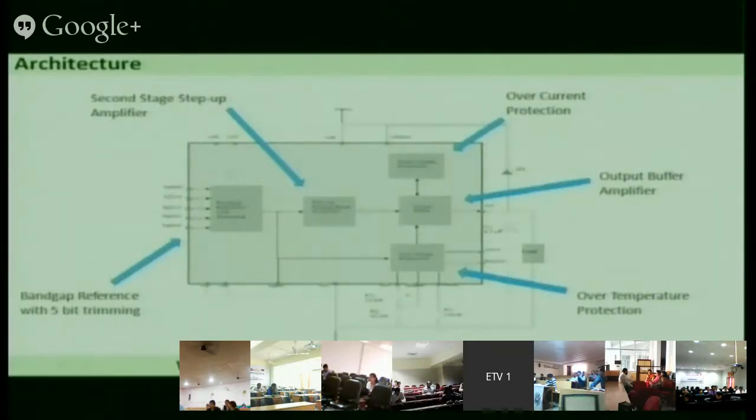What is the meaning of a band gap reference? This block generates a voltage of 1.1, close to 1 volt, which is a fixed voltage. Band gap voltage means it does not change with respect to temperature or anything, with respect to changes in load current, output current. It is always fixed.